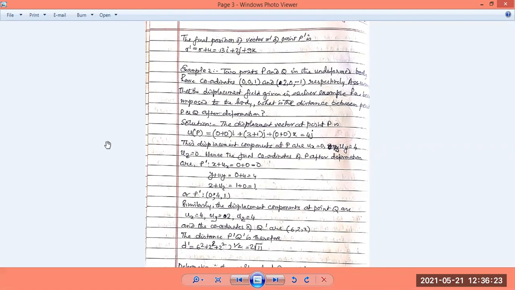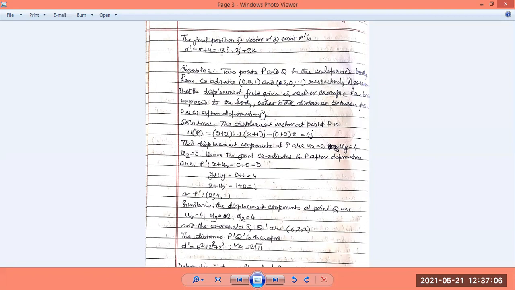Let us go to another problem itself. Two points P and Q in the undeformed body have coordinates 0, 0, 1 and 2, 0, minus 1. So two points are given here, and their coordinates are also given here. Assuming the displacement field given in the earlier example, we can use the displacement field here. A force has been imposed on the body. What is the distance between the points P dash and Q dash after the deformation? So here we are assuming we know the coordinates of the original points P and Q.